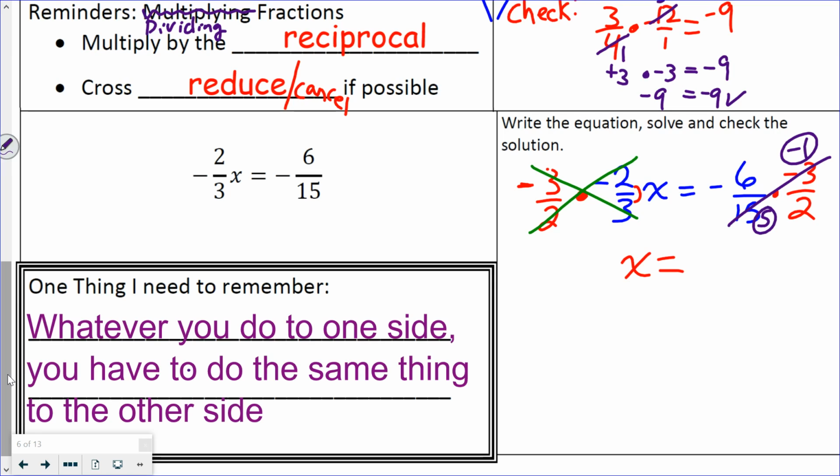A 1 and a 3. Yes. We're going to divide both by 2. Don't forget we still have that negative here. So I'm going to just put a negative 1 and a negative there. Oh, wait, not negative 1, negative 3. So a negative 3 times a negative 1 makes a positive 3 over 5. That's our solution. X equals a positive 3/5.